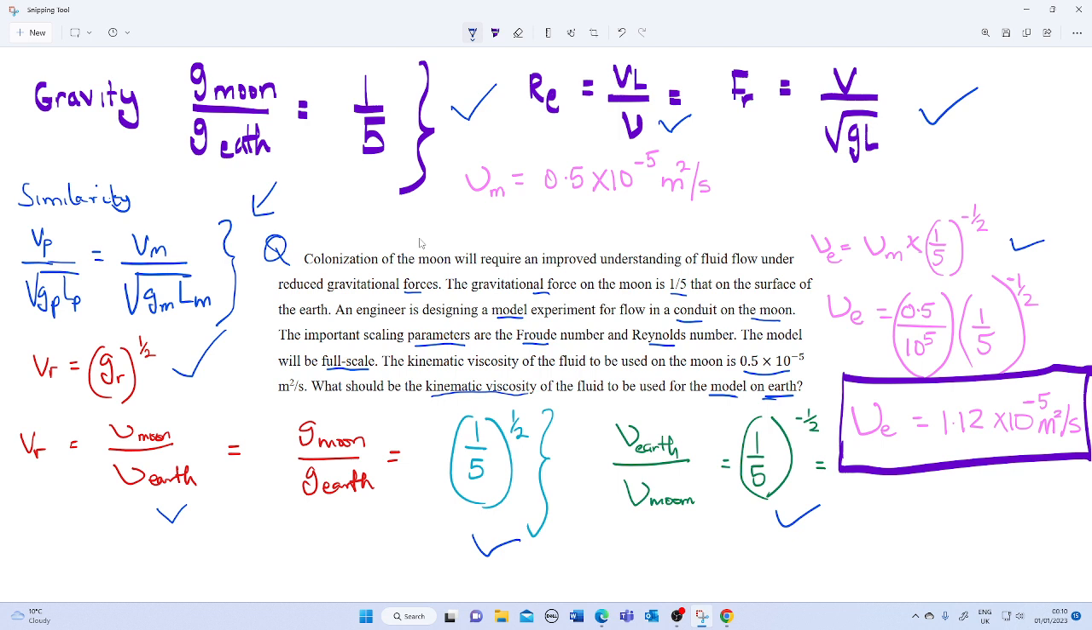So our calculated kinematic viscosity for the fluid model on Earth becomes 1.12 times 10 to the power -5 meters squared per second. Once again, the calculated kinematic viscosity for the fluid model on Earth becomes 1.12 times 10 to the power -5 meters squared per second.